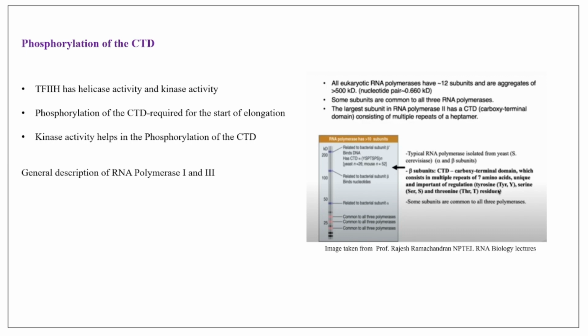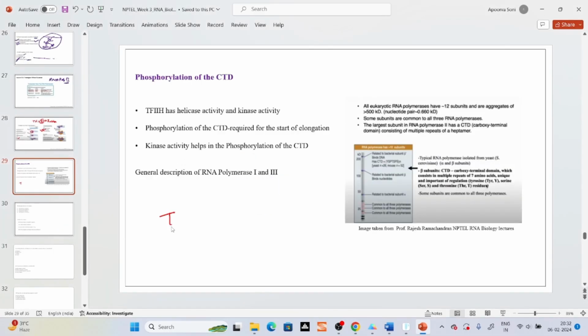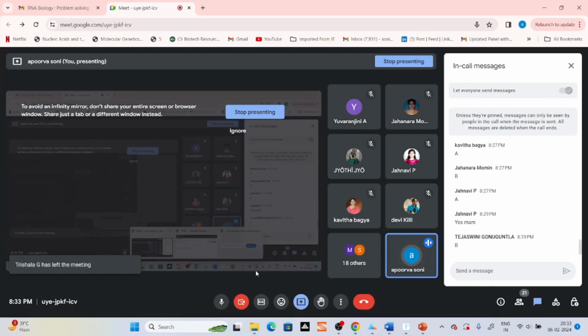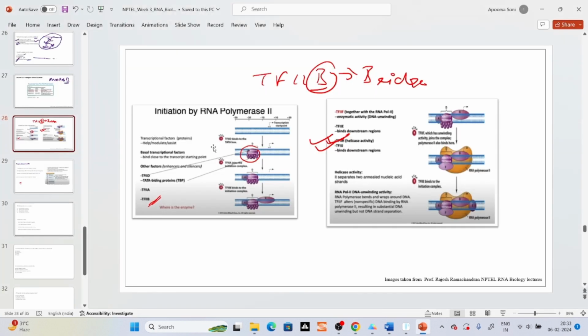Then comes the phosphorylation. Now this is very important. Among all the transcription factors that occur during eukaryotic RNA polymerase action, TF2H is most important. Why? When we are talking about eukaryotic transcription, prokaryotic transcription requirements are different and eukaryotic RNA transcription requirements are different. So in eukaryotes, RNA transcription requires the use of various transcription factors.